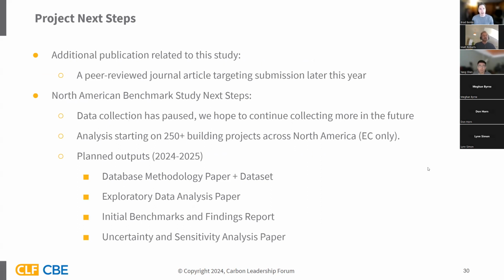So yeah, where this is all heading, we're actually going to publish another version of this study, expand it, and convert it into an academic journal paper targeting submission later this year. For the larger benchmarking study, like I said, we're just kind of starting to kick off analysis on the rest of the data that we have. So our data collection effort has largely completed, but we do hope to continue collecting more in the future.